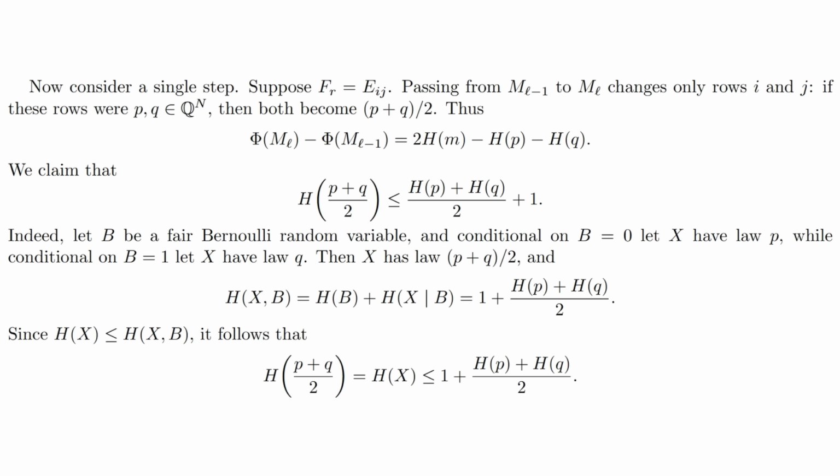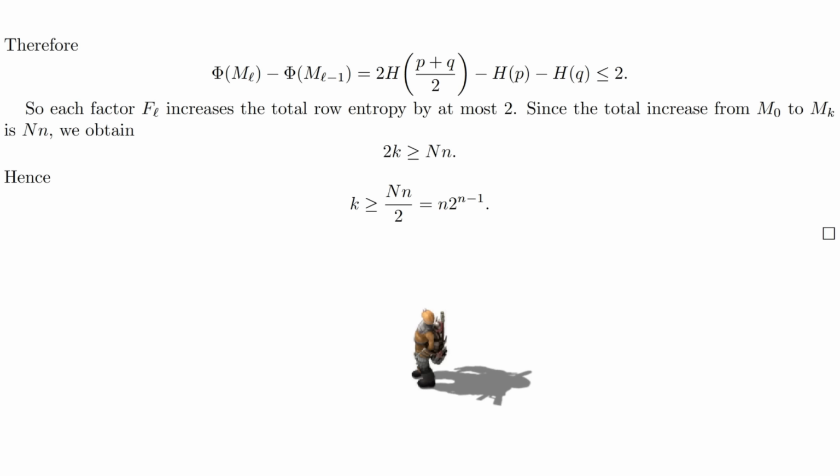Now, since going from each Ml to Ml plus 1, we're simply multiplying by some Eij, it makes sense to study how multiplying Eij will affect our entropy. We shall leave the bounding of the Shannon entropy on the screen, and claim that if Ml and Ml plus 1 differ in rows i and j, say those rows are given by vectors p and q, then the difference between the entropy of Ml plus 1 and Ml is 2 times H of (p plus q) over 2 minus H(p) minus H(q), which is at most 2.